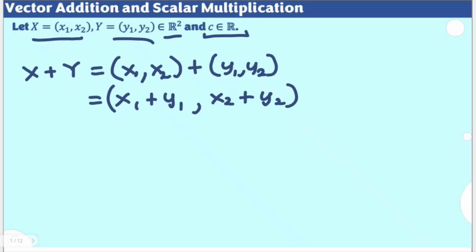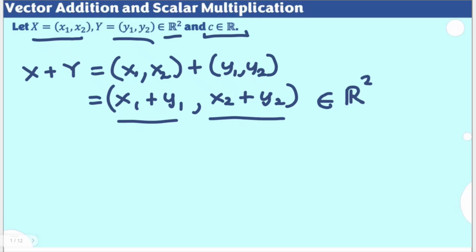This is how we add vectors. We simply add the first components and then we add the second components. Take note that the result will only contain two components as well. This means that whatever the result of a vector addition, it is also an element of R2. This would mean that vector addition is closed under R2.